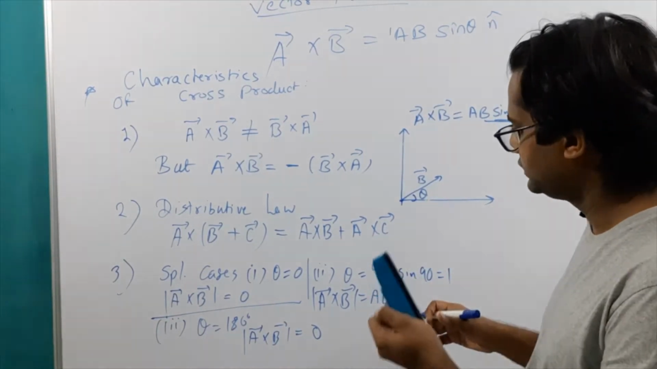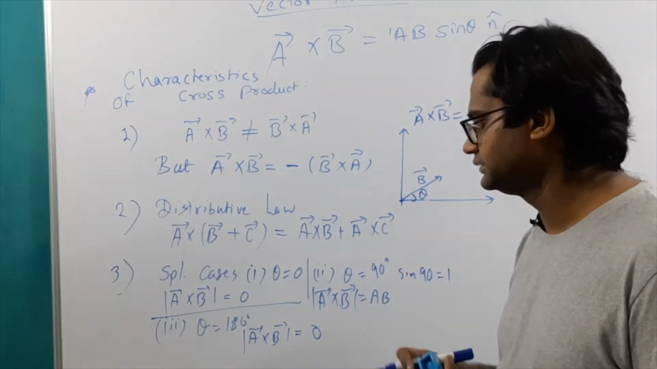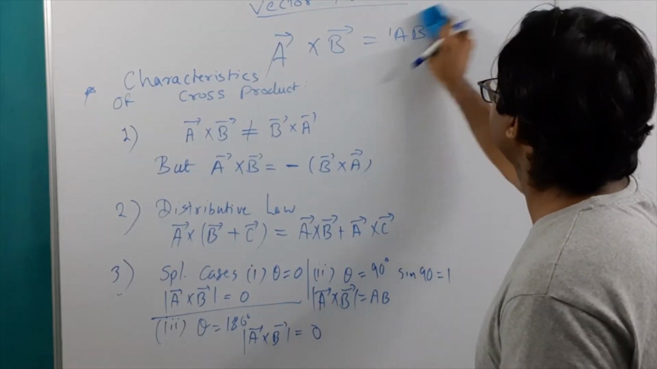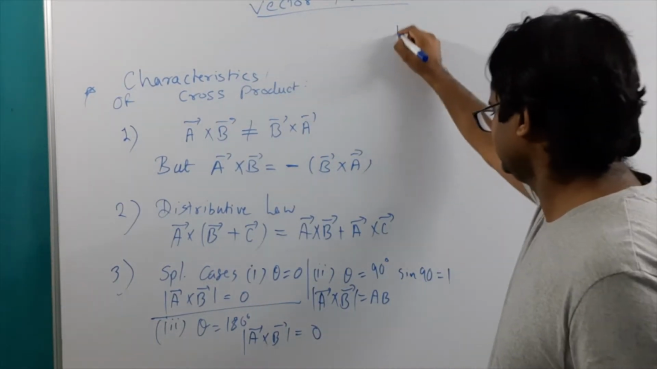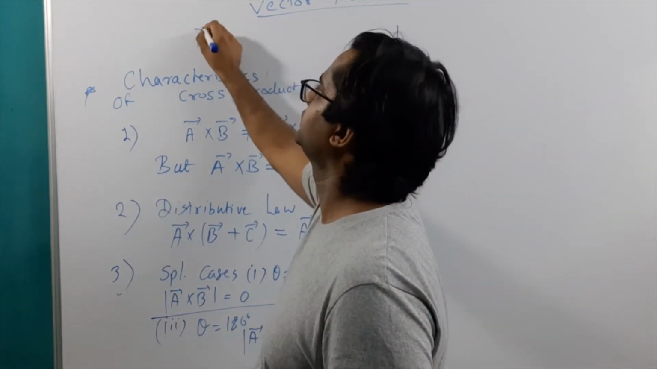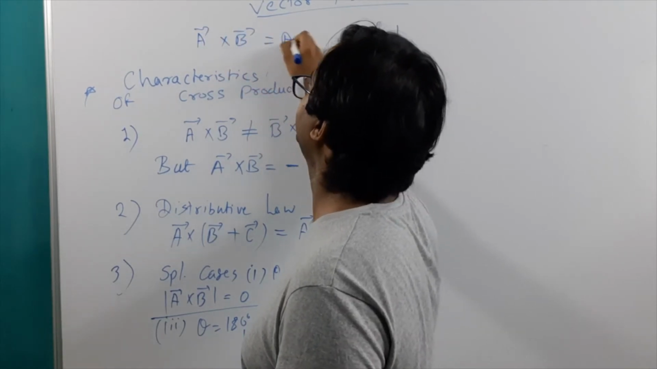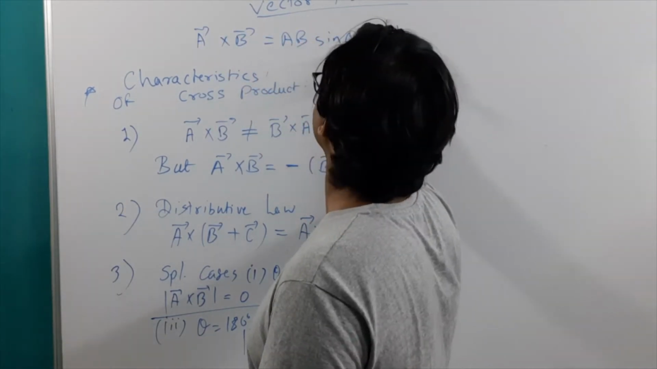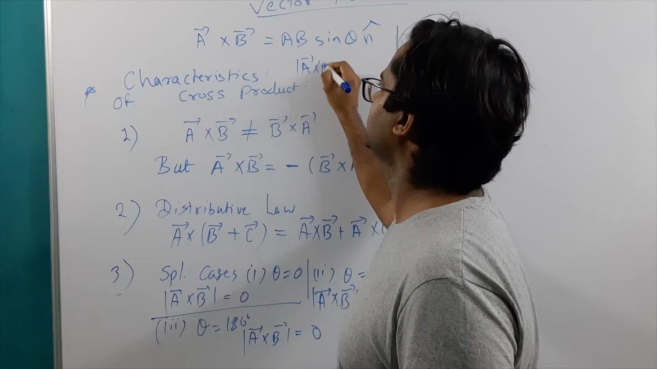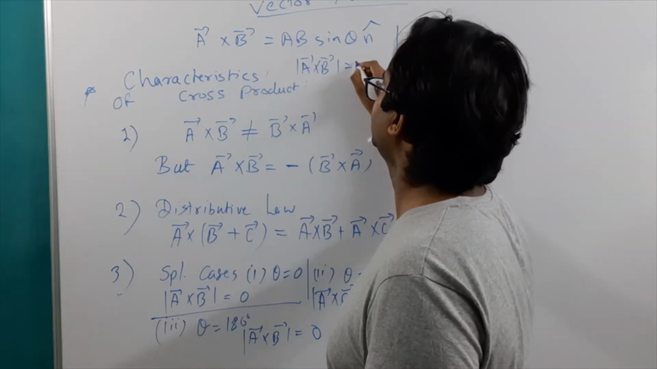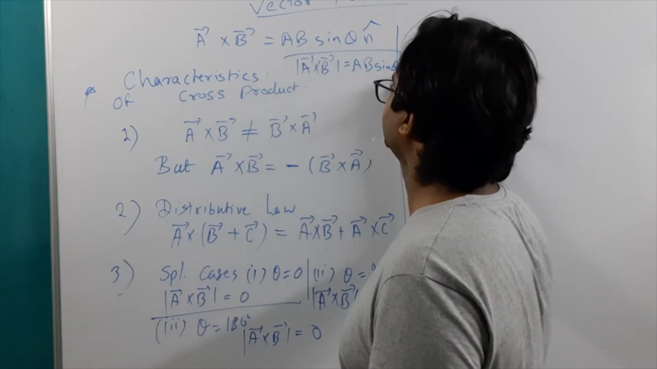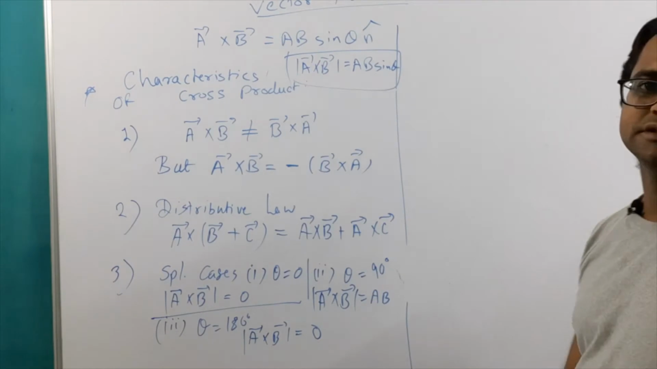Now let us think about the unit vectors. From this situation, let us consider the unit vectors. Our definition is a bar cross b bar is ab sine theta n cap. Okay, this is our definition, and if we consider the magnitude of a bar cross b bar, it is always equal to this part other than the n cap, so it is ab sine theta. Remember this part. So magnitude is always ab sine theta, and that n cap gives the direction.